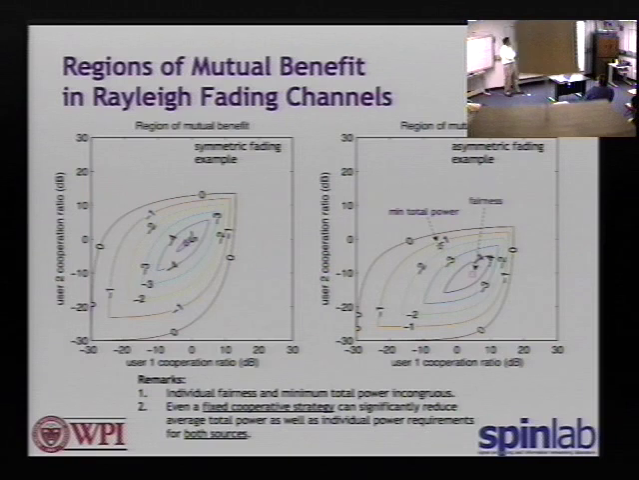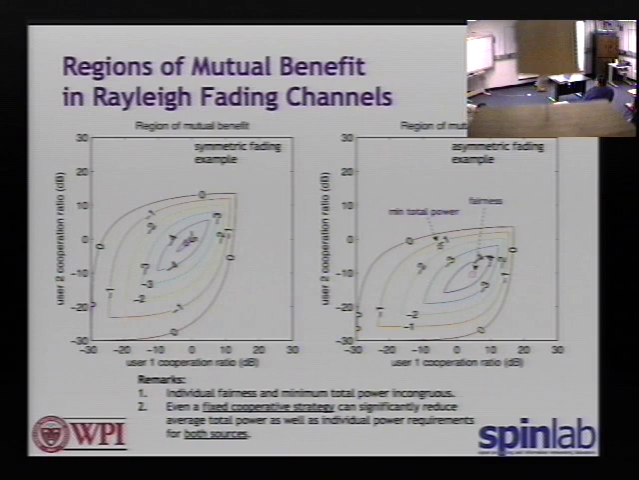And the purple square is the point of maximum fairness. And hiding behind that purple square is a black star. That's the point of minimum total power. So because everything's symmetric, maximum fairness and minimum total power, and I'm defining fairness in a very loose way, fairness meaning that both nodes achieve the same benefit, they, of course, intersect.